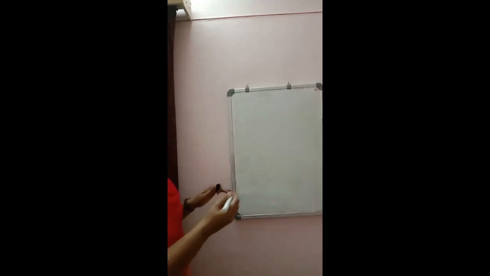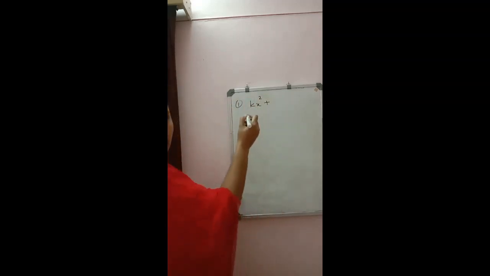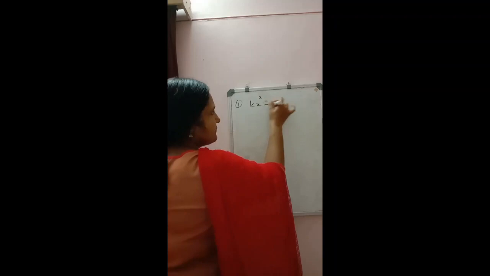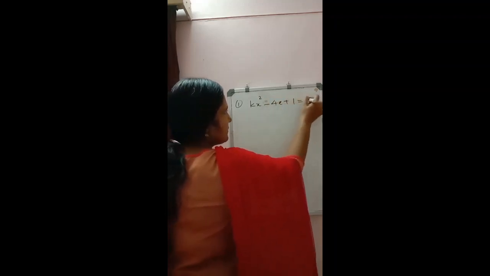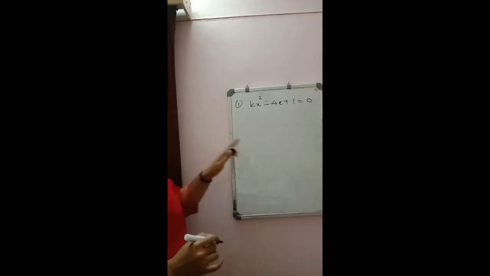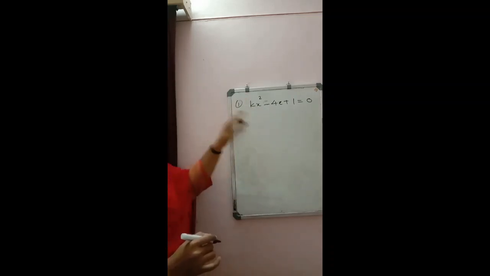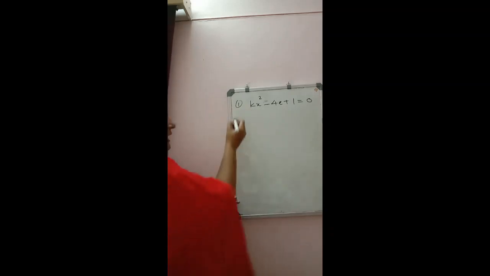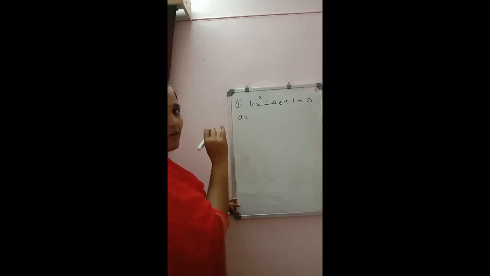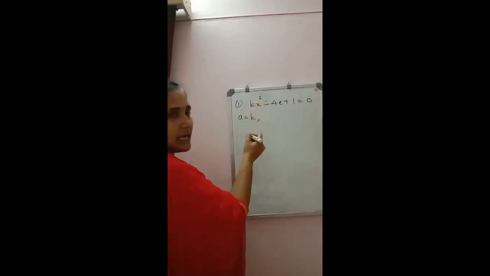So first question is kx square minus 4x plus 1 is equal to 0. So whenever we are getting a question, first write down what is the value of A, B and C. Because in these questions, marks are given stepwise only. For writing the values of A, B and C, you will get 1 mark if it is of 4 marks there. So we will write here, coefficient of x square is called A. So we have A is equal to K.